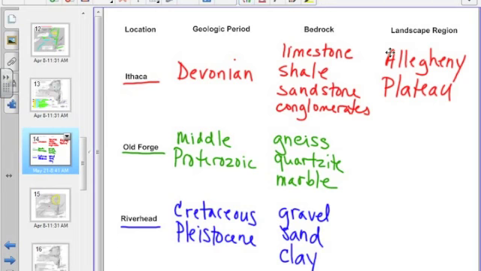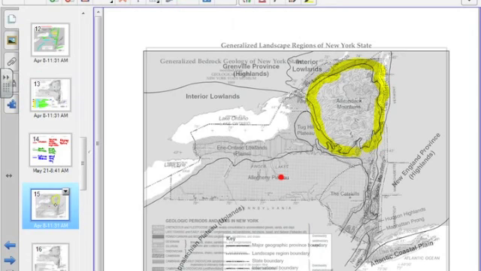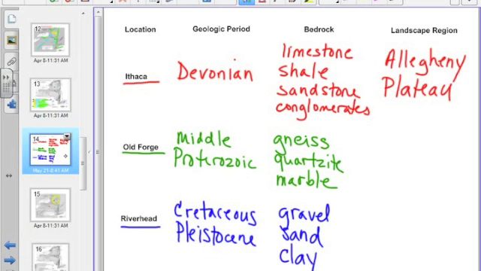If we look for Old Forge, which had the marbles, the quartzite, the gneiss, well, wrong map, here we are. Old Forge, remember, was right here. Oh yeah, it's in the Adirondack Mountains. And the mountain landscape regions always have metamorphic or igneous rock. So we are in the Adirondack Mountains for the landscape region for Old Forge.